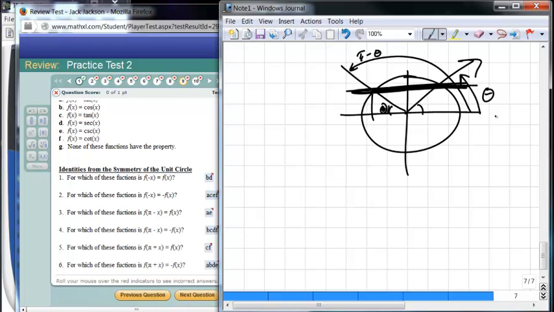So which ones are the y's the same? Or, which only involves y and r? Well, that would be sine, and then its reciprocal cosecant. So sine and cosecant would be A and E, so you type in AE for the answer. So which ones, when you get over here, do you get the opposite?